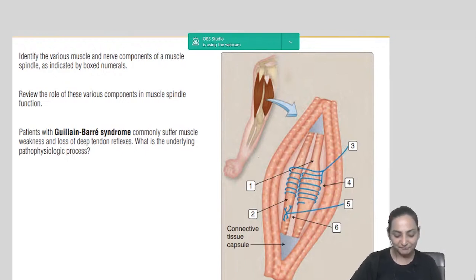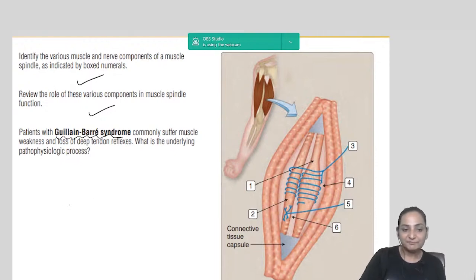We'll start with a flashcard in front of you. Different boxes are being given to us, 1, 2, 3, 4, 5 and 6, and you have to tell me what these boxes signify, that means what they are composed of and what their functions are. And we will also put an applied question regarding GB syndrome, where the patient is suffering from weakness and loss of dependent reflexes.